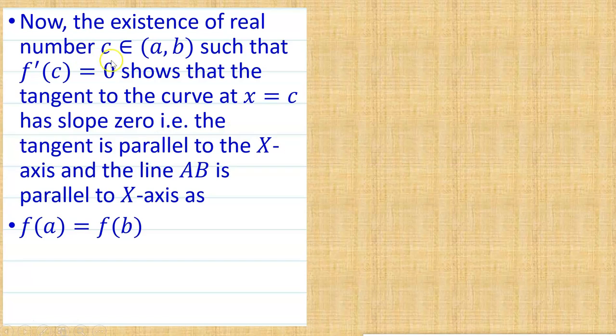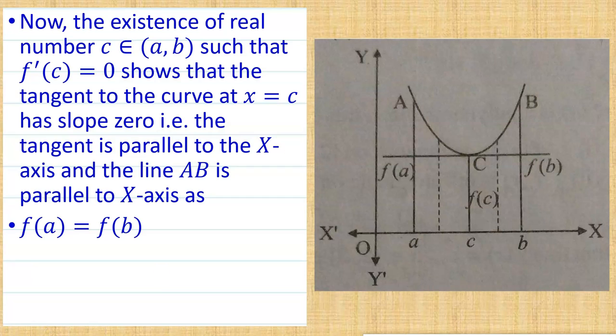Next, the existence of the real number. There exists a real number c belonging to the open interval (a, b) such that f dash of c equals 0. This shows that the tangent to the curve at x equals c has slope 0. That is, the tangent is parallel to the x-axis, and the line AB is parallel to the x-axis as f of a equals f of b. And if we draw the line, it is parallel to this x-axis.